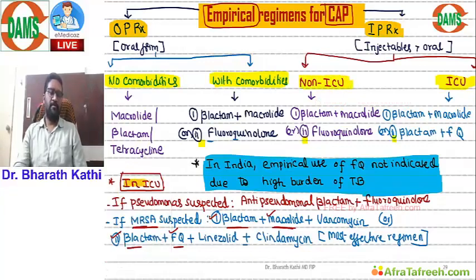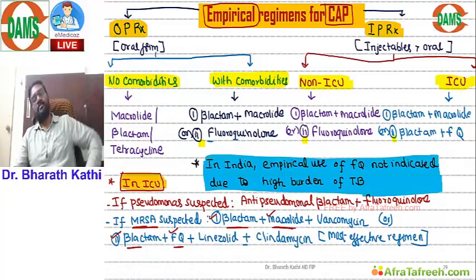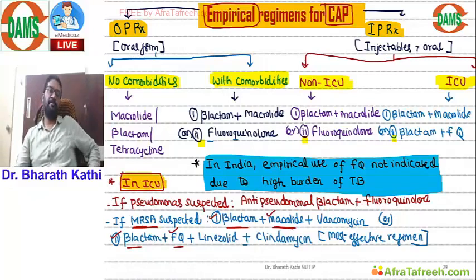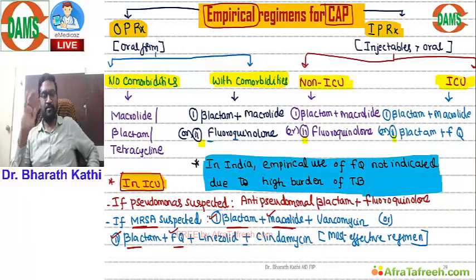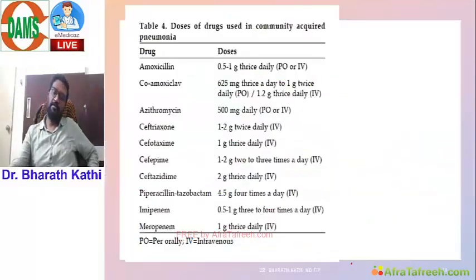Now if it is in ICU, you should also look for these bad organisms such as Pseudomonas and MRSA. If Pseudomonas is suspected, what to give? If MRSA is suspected, what to give? Now let us see the common beta-lactams given and what are the doses of the drugs. So I am only discussing with respect to the Indian scenario, students. So these are the common drugs that you can give.